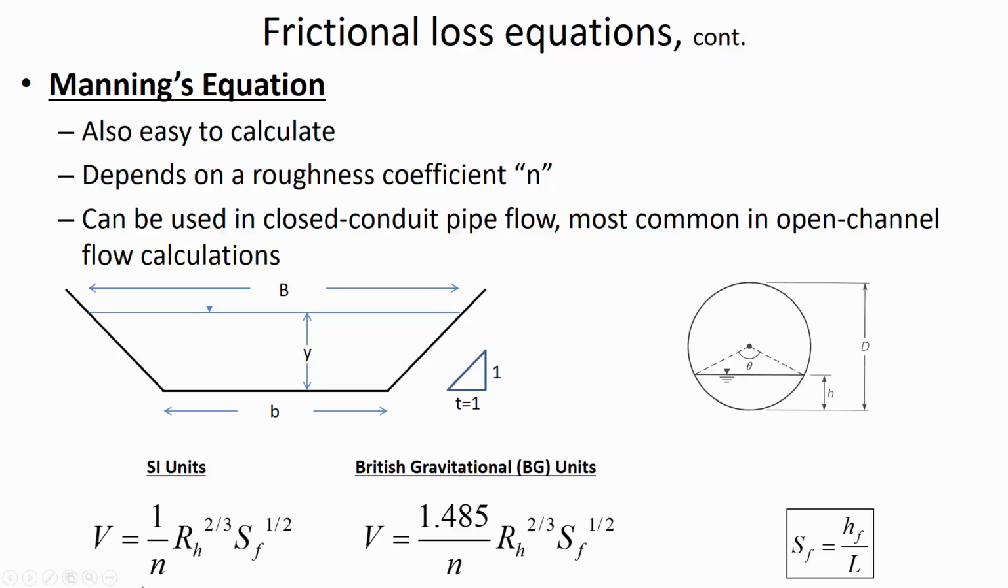But here is Manning's equation expressed in terms of velocity. It's also common to have it expressed in terms of flow rate, and then all you have to do is just multiply the right-hand side by the cross-sectional area. But the SI units, you don't have to multiply it by this 1.485 in the same way that you do for the BG units. Now, S sub F means the same thing that it did before. It's the slope of the energy grade line, and so that's the head loss divided by the length of the pipe section.